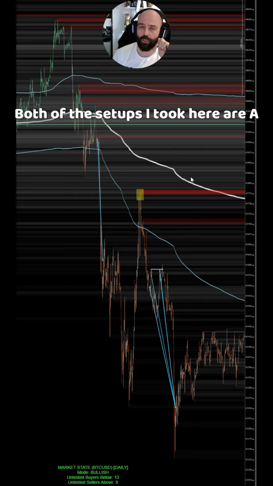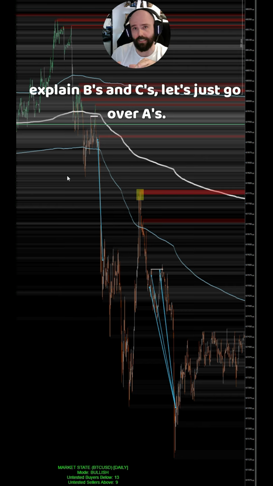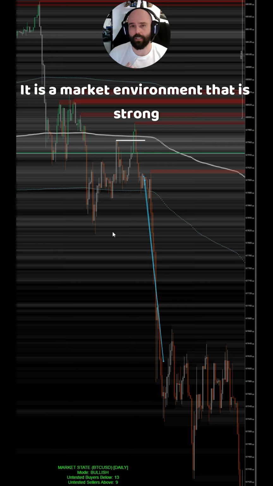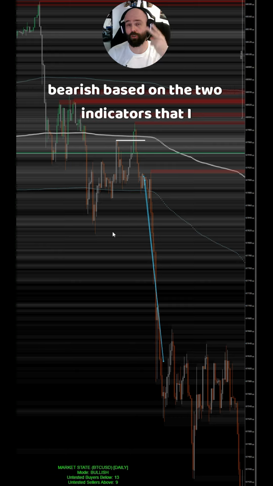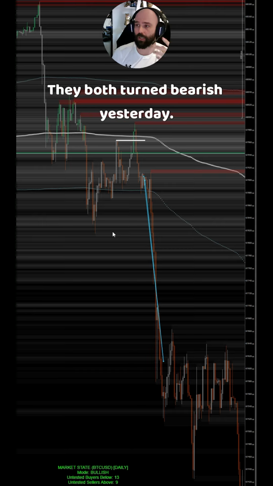Both of the setups I took here are A setups. Now, because I don't have too much time to explain B's and C's, let's just go over A's. An A setup for me is quite simple. It is a market environment that is strongly bearish based on the two indicators that I use, which are the POC and the market state. They both turned bearish yesterday.